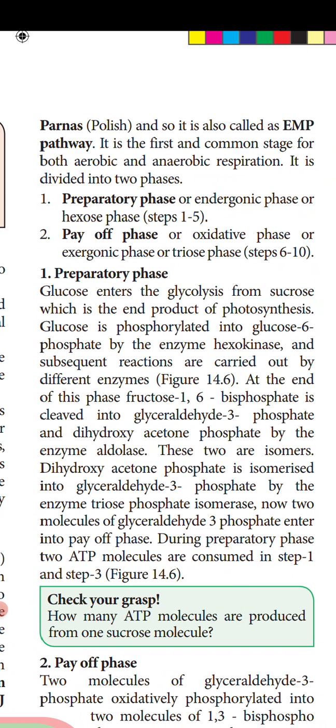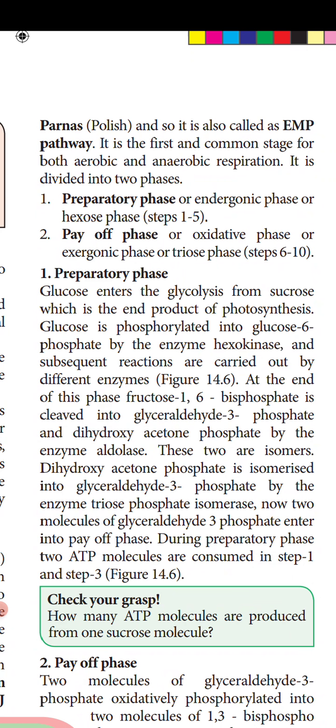In both types of respiration, the first step is what? It is glycolysis. Now in glycolysis, there are 2 phases: one is the preparatory phase and the other is the payoff phase. The preparatory phase is also called the endergonic phase or hexose phase, the 6 carbon stage. The payoff phase is the oxidative phase or exergonic phase, or the triose phase.